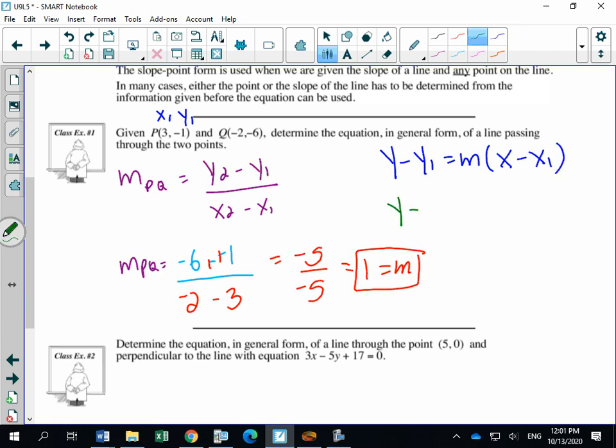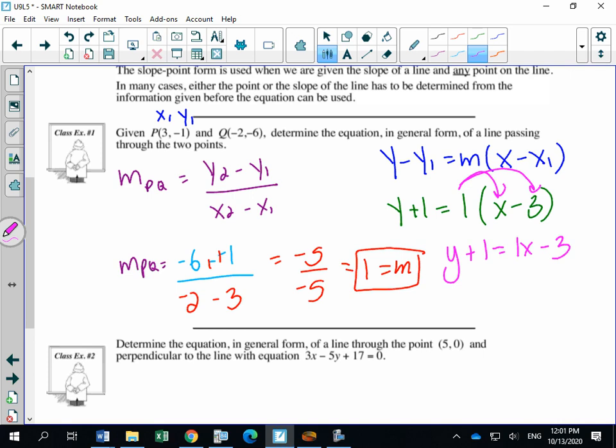Y minus, so Jack, instead of putting y minus minus 1, what do you want me to put? So what does that clean up to be? Y minus -1 becomes y plus 1 is equal to the slope, which is 1, open bracket, x minus x1 would be x minus 3. From here, we're going to get rid of that bracket by distributing in the 1. Y plus 1 is equal to 1x minus 3.